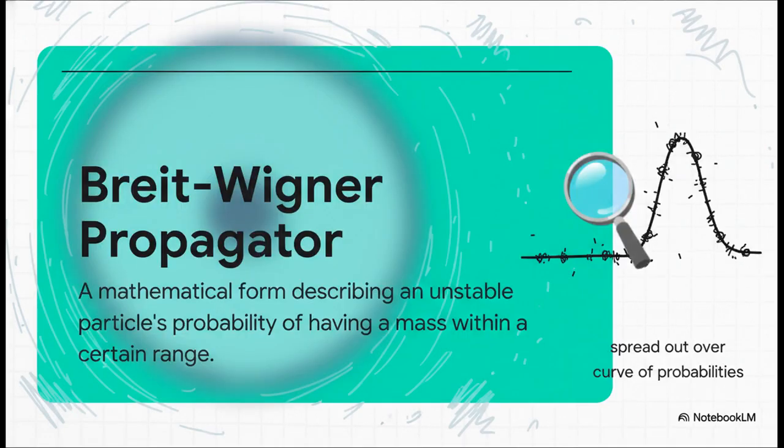So to actually describe this fuzziness with math, physicists use a special tool. It's called a Breit-Wigner propagator. Honestly, the best way to think about it is like a blurry photograph. You know the particle is there, you can see its shape, but its mass isn't in sharp focus. Instead, it's kind of spread out over this curve of possibilities.